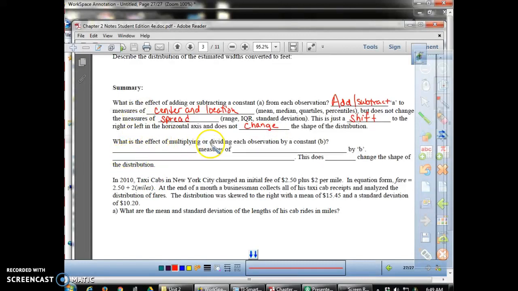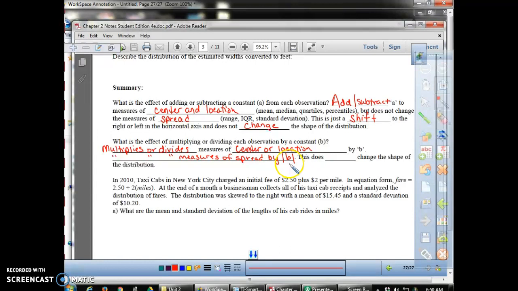So what is the effect of multiplying or dividing each observation by a constant B? And it will multiply or divide measures of center or location by B. And then it does the same thing, I'll just kind of abbreviate it, multiplies or divides measures of spread by the absolute value of B.